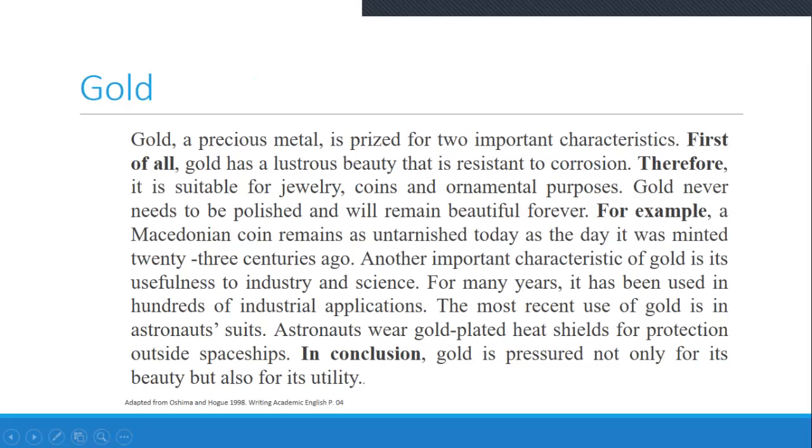Okay, so now I know you have seen this paragraph several times, right? So let's look at it once more, right? Here comes the topic sentence, and it says gold, a precious metal, is prized for two important characteristics. And then directly the next sentence is on the controlling idea of the topic sentence. It says two important characteristics. So directly the writer has gone to write about the first point that he or she wants to write in his paragraph, right?